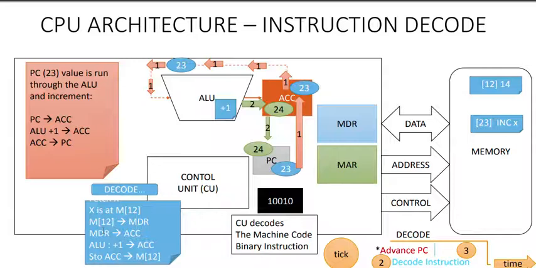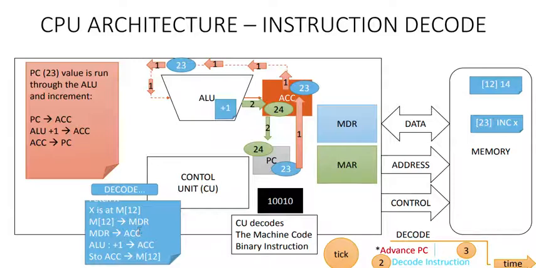And at the same time, the CPU, the control unit, is decoding and breaking down that binary instruction, and it's figuring out things like, okay, I need to increment X. Where is X? Oh, X is at address location 12. Fantastic. And so 12 will now have to be pushed into the MAR on the next part of the decode.